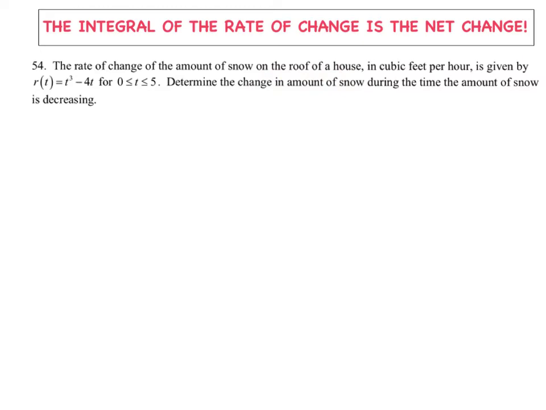So we said rate of change, and that's married together with cubic feet per hour. Cubic feet is just a way of measuring volume, similar to gallons or something like that. And it's given by this function. Again, don't expect them to put a prime on that function. They can define it any way they want, and it is the derivative of some unknown function, even though it doesn't have a prime on it. So we want to determine the change in the amount of snow during that time interval.